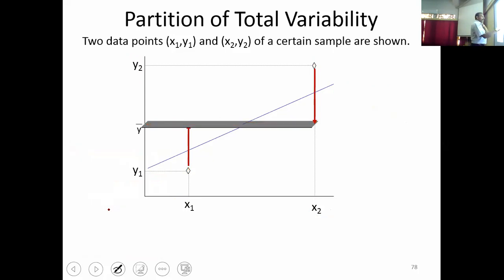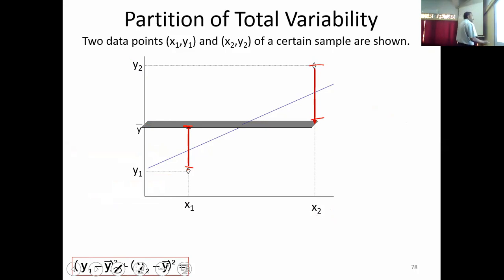This is the total variability. It is from the observed value to the y bar. Similarly, observed value to the y bar. So that is called the total variability. Maybe in your printout, handout, some keys are coming.